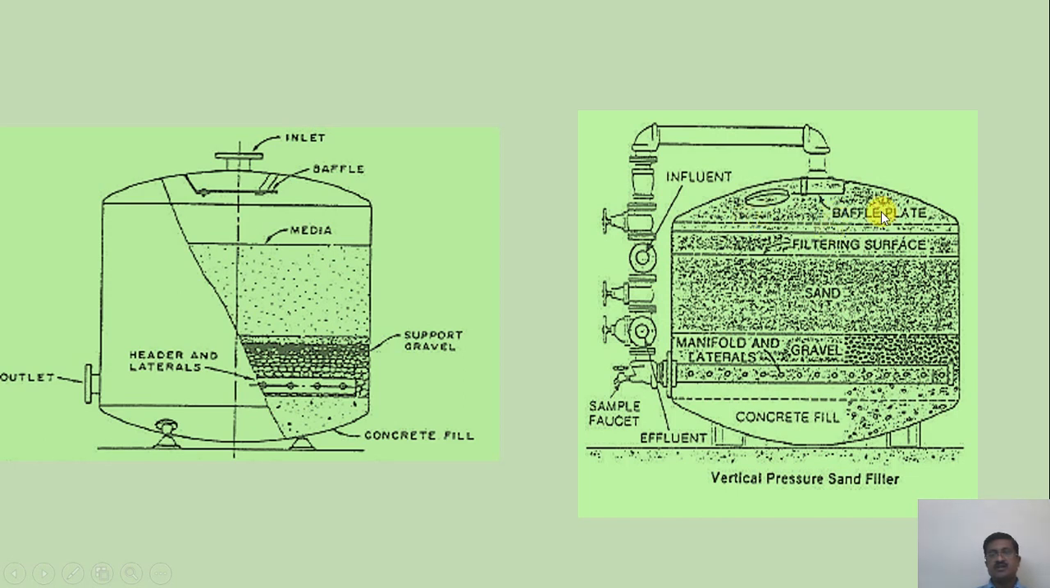Initially, the baffle plate is provided here to avoid disturbance of the filter media. Then this is the filtering surface. At the bottom, the manifold and laterals are provided, and this is the outlet. At the bottom it is provided with concrete to give more stability and support to the pressure filter.